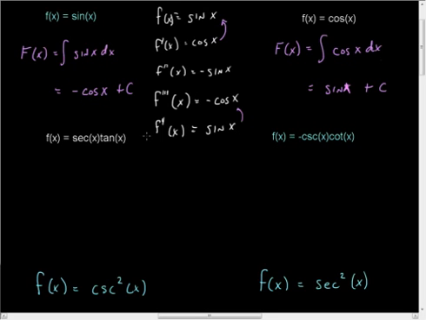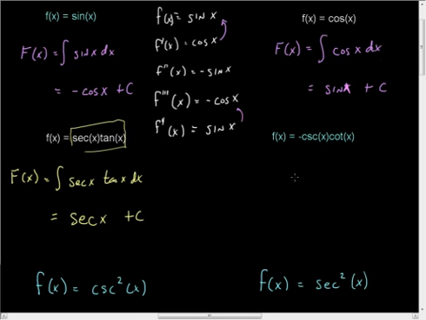But we have to recognize what this is, and the derivative of what is secant tangent, and it's secant. And so since the derivative of secant is secant tangent, then the integral of secant tangent must be secant plus c. Same goes for negative cosecant cotangent. That is going to be cosecant's derivative, and so therefore if we integrate negative cosecant x cotangent x dx, that antiderivative would give us cosecant x plus c.